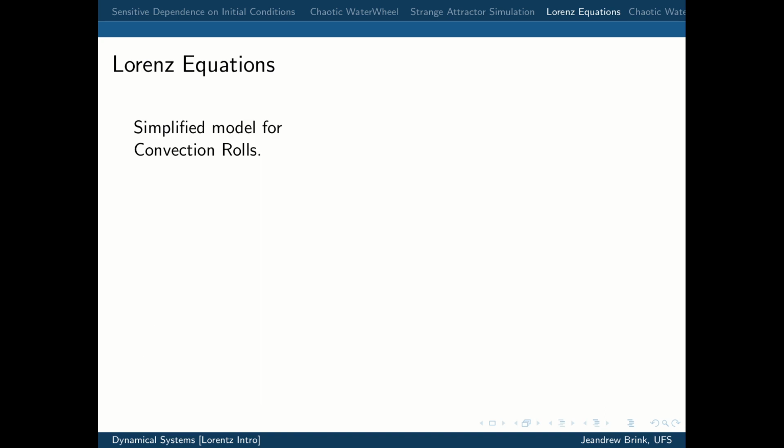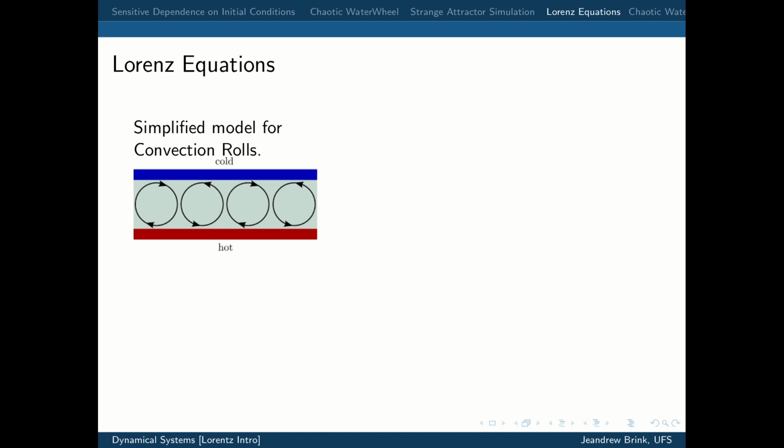So I want to give you an idea of what Lorenz was studying. Where his equations came from was a simplified model for convection rolls. What a convection roll is: if you put two metal sheets, you make one hot at the bottom and one cold. If the two are the same temperature, the fluid does nothing. If you start heating the bottom, initially nothing's going to happen either. It's just going to stay stationary.